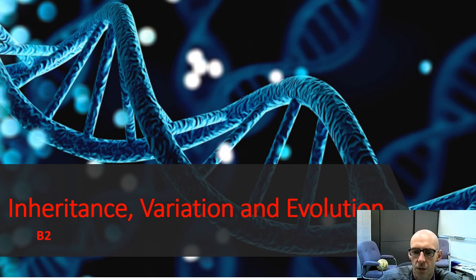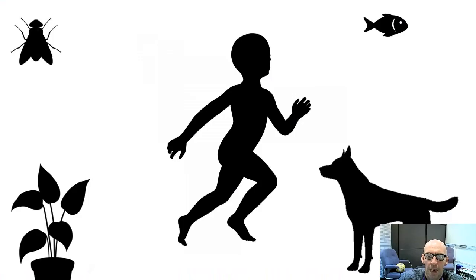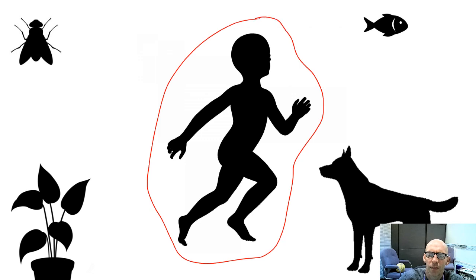Okay, hi all. This is the third revision area of B2, third and last: inheritance, variation and evolution. So, how did we get to be like this? Why do we all have similar features and yet differences?